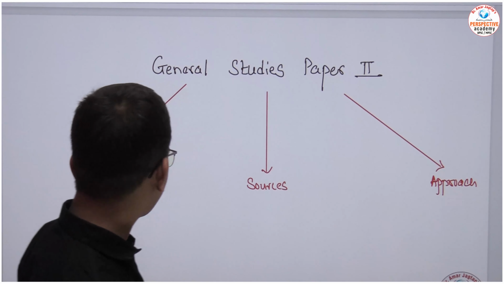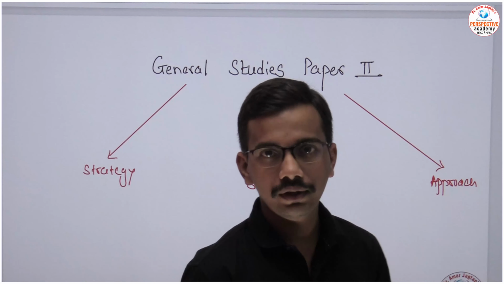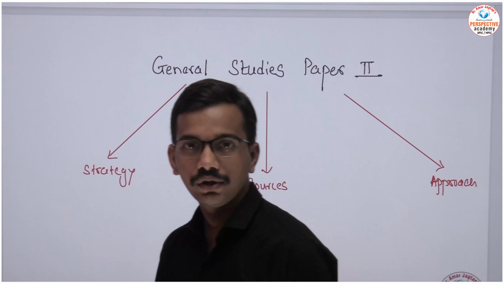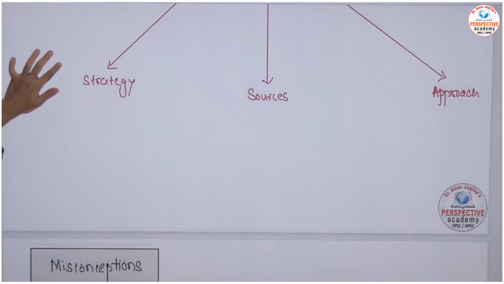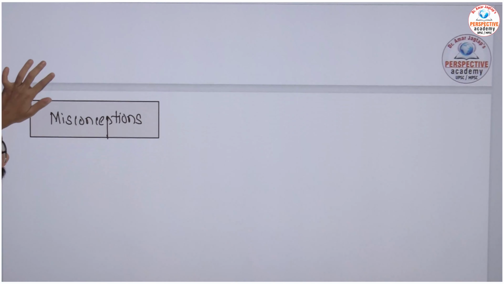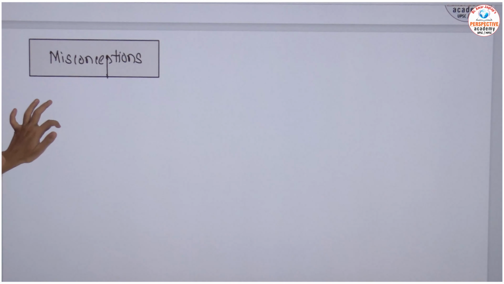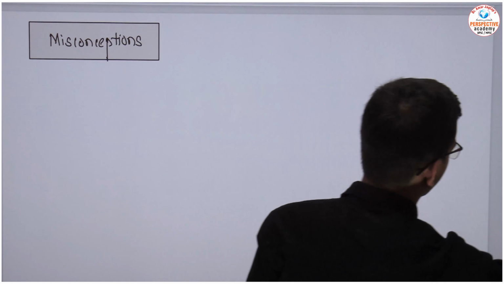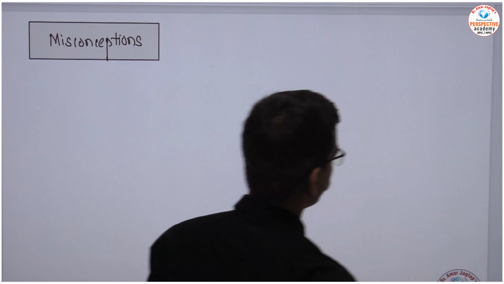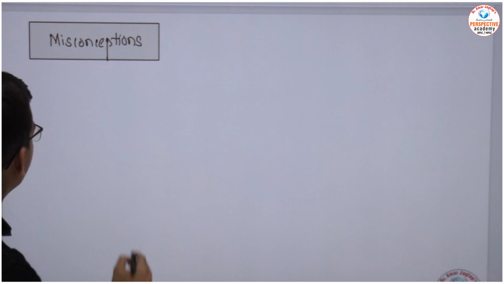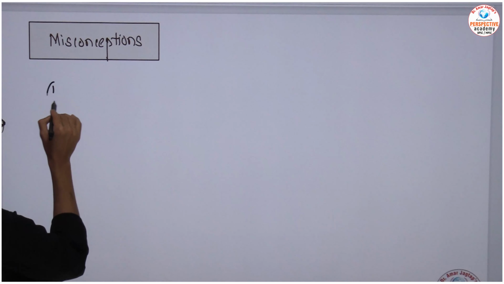But before discussing strategy, sources and approach, we need to clear some misconceptions. So what are those misconceptions? Let's see. There are two misconceptions. Let us discuss those first and then we will move to our syllabus point. The subject that we have is GS2, General Studies paper 2. So what is the first misconception?